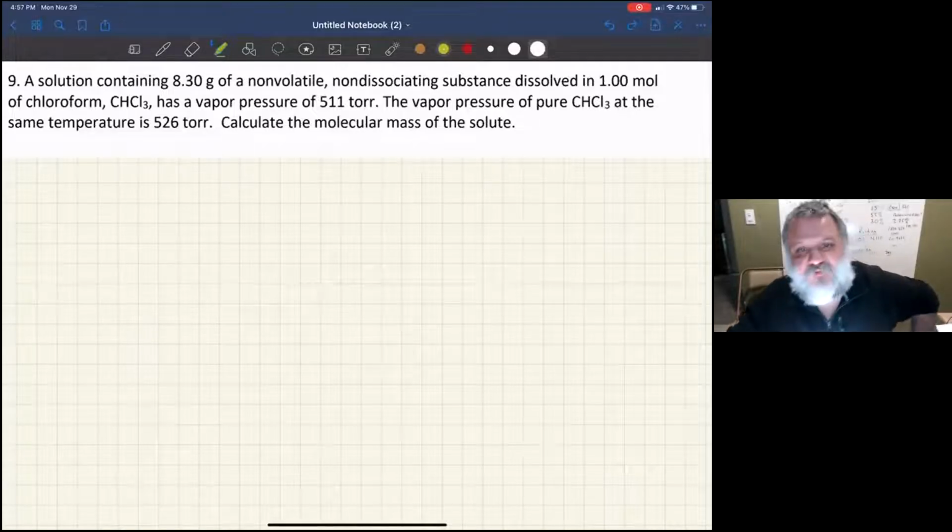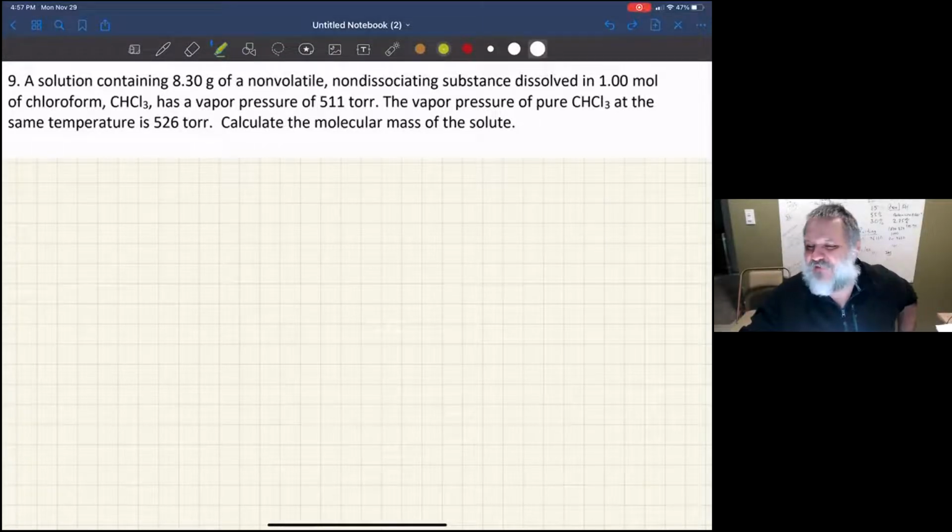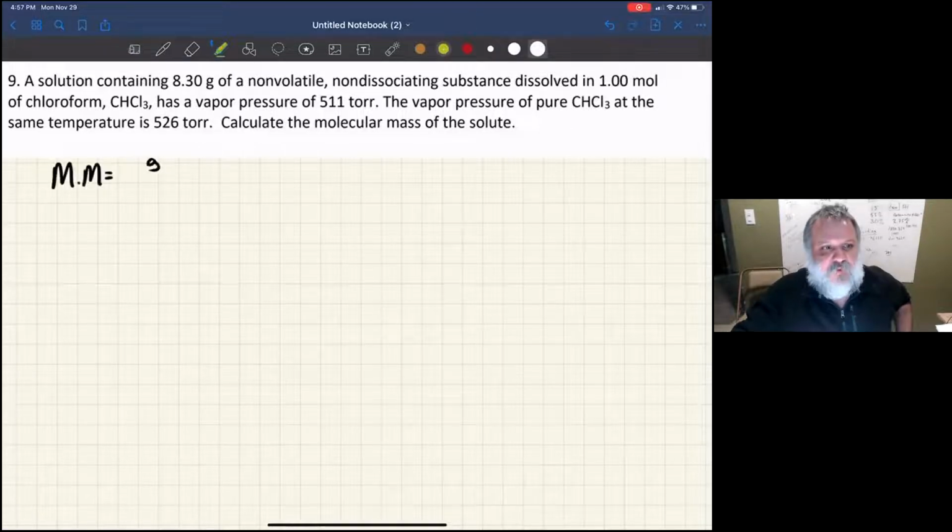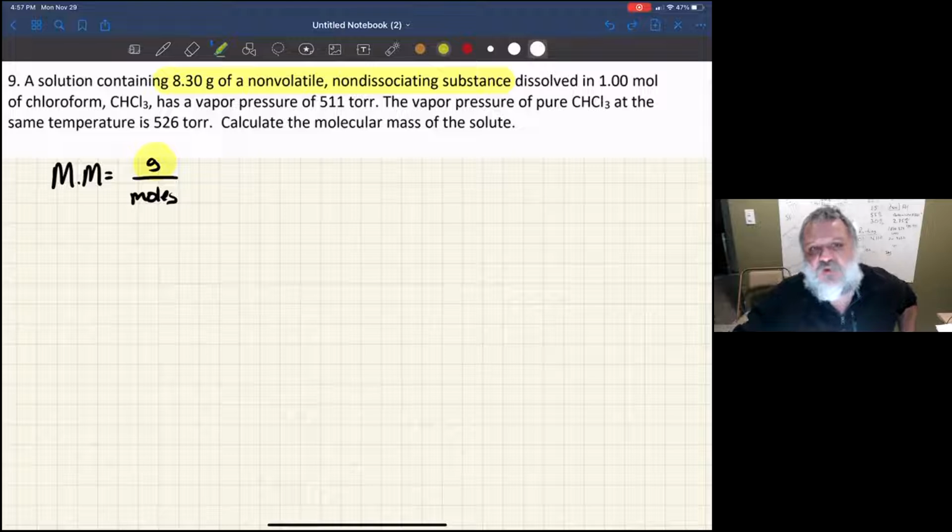Okay, here's another Raoult's law problem, but this one's asking you to calculate a molar mass. And so there's a little bit more work to do to dig deeper into the problem to figure out what information you have and what you need in order to calculate a molar mass. So don't forget that molar mass is grams per mole. And the problem clearly gives you grams. It says you have 8.30 grams of a non-volatile, non-dissociating substance.